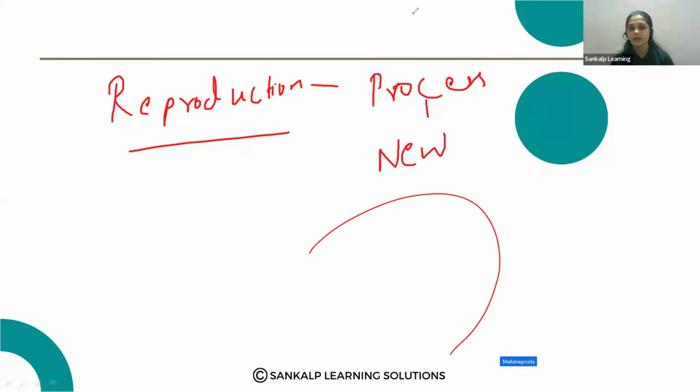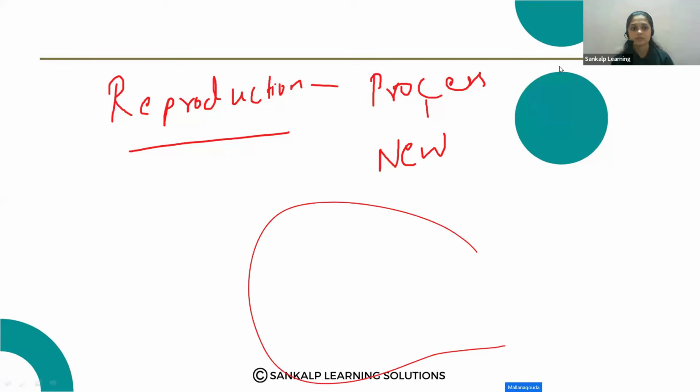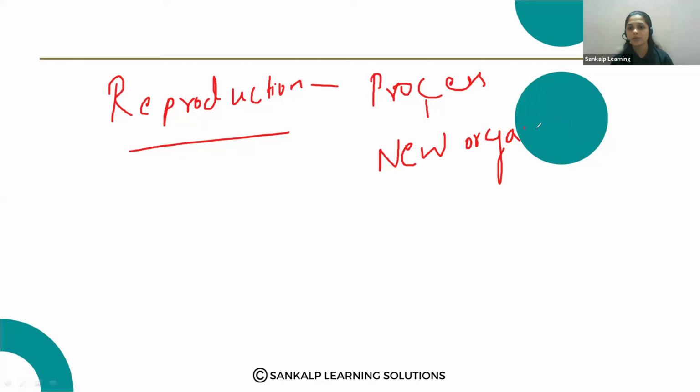So it is the process of formation of new individuals, new offspring. It is the process of the production of the new organisms. It is called reproduction. What is the use of reproduction?